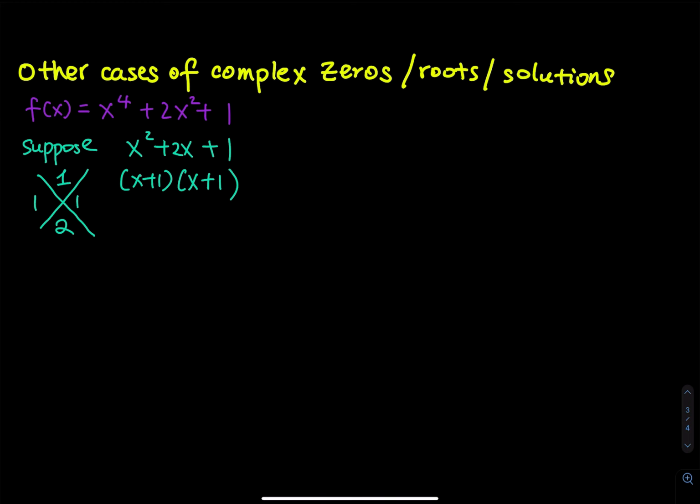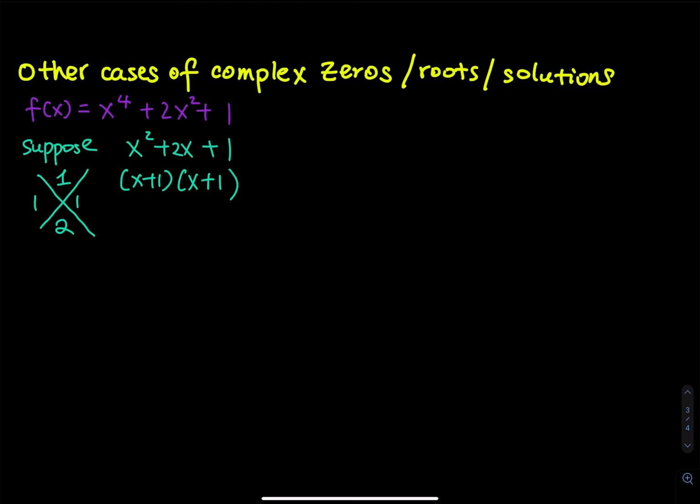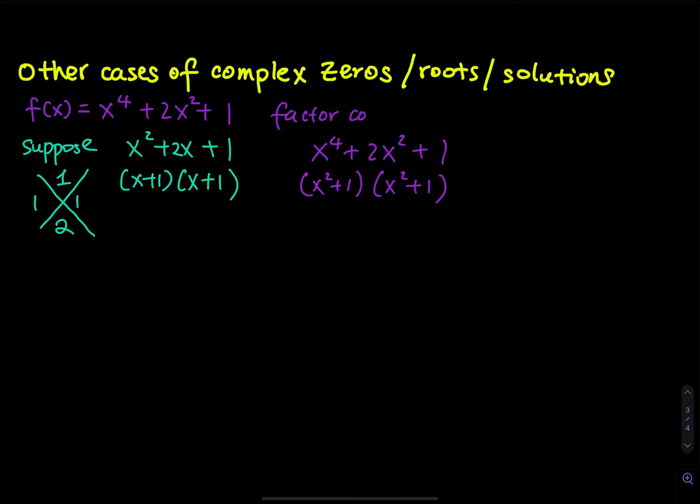Okay, now let's put this to a fourth degree. So for the fourth degree, you have x to the fourth plus 2x squared and then plus 1. Okay, so the way we do this is we change the x plus 1 to x squared plus 1. And then this is x squared plus 1. So we need to factor this. How about this? Factor completely. And then find the zeros.